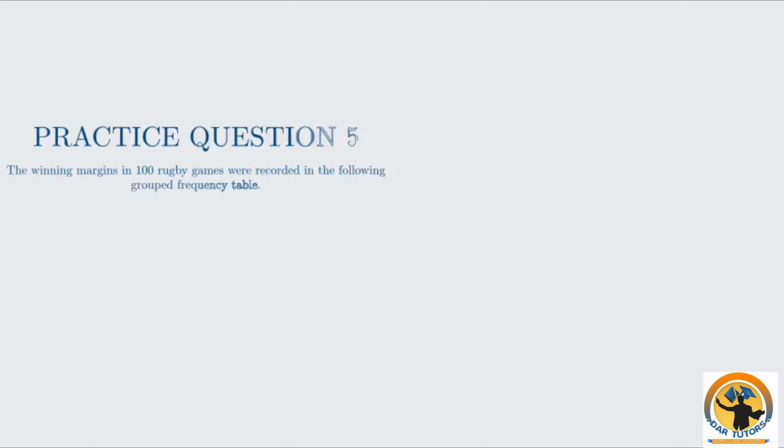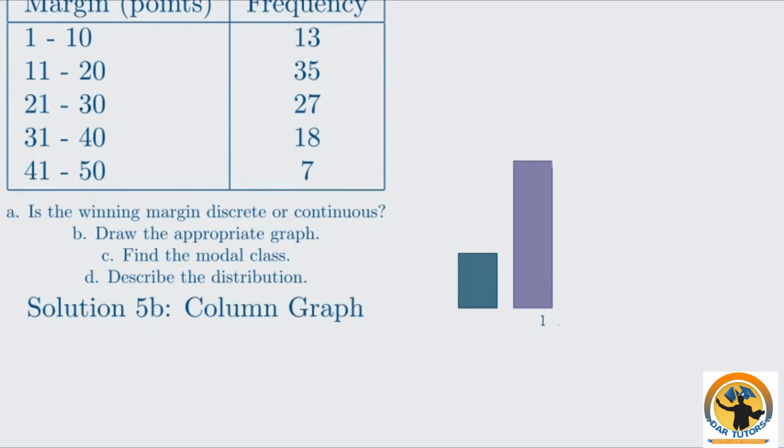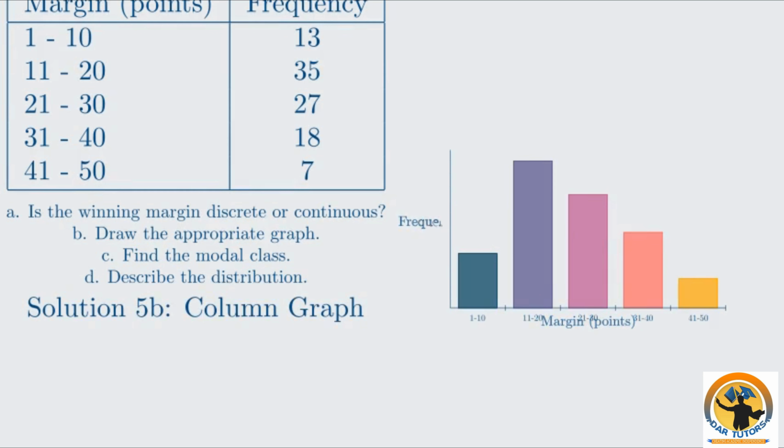A rugby team's winning margins for 100 games are shown in this grouped frequency table. Part A asks whether winning margin is discrete or continuous. Rugby scores are always whole numbers like 1, 3, 5, etc., so a winning margin is a count of points, making it discrete data. Part B requires the appropriate graph. Since the data is discrete, we draw a column graph with gaps between the columns. The x-axis shows the class intervals for the margin, and the y-axis shows the frequency.